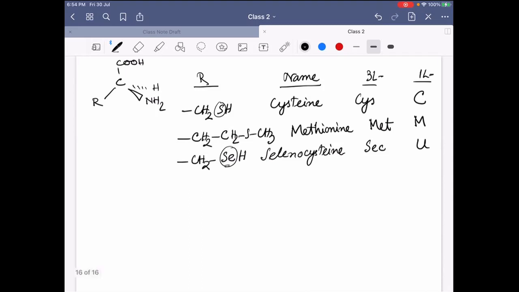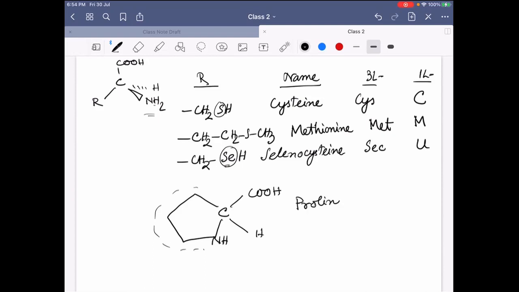And with all of them, considering almost all of them, there is one important amino acid with a little bit different structure, this one, where it is a secondary amine, completing the circle, because it makes a cycle out of it. So it is a 2-degree amine present instead of the commonly present 1-degree amine. And the name of this amino acid is proline, three letter word PRO, one letter word P.